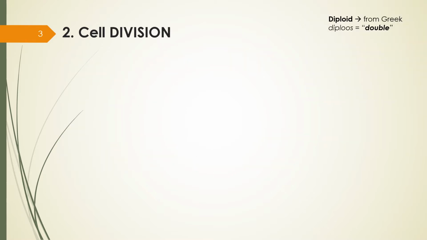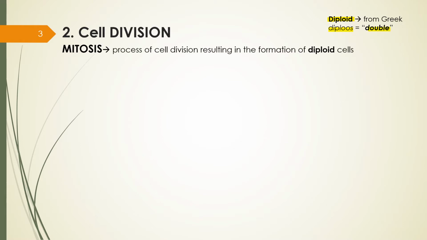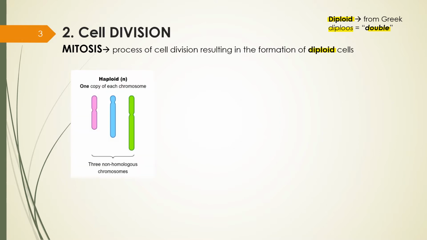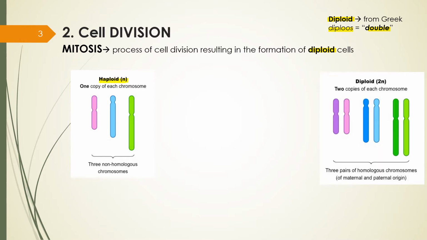Before I start telling you about mitosis, I need to teach you one concept that is the name of diploid. Diploid comes from the Greek word diplos, that means double. Mitosis is the process of formation of diploid cells. In our body, we have two types of cells, haploid cells and diploid cells. Most of the cells are diploid.